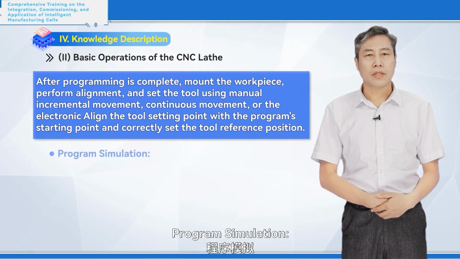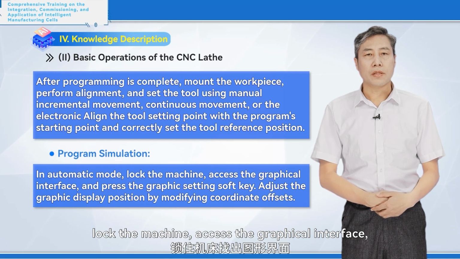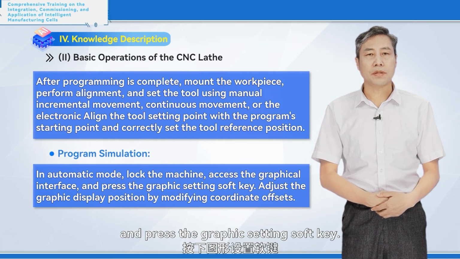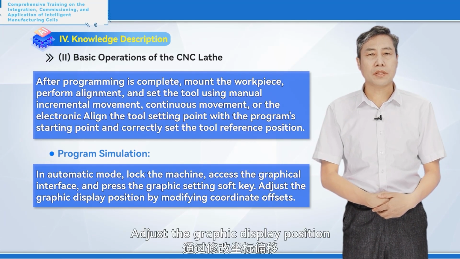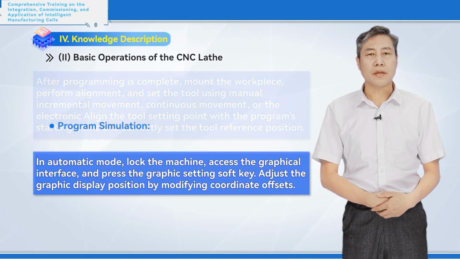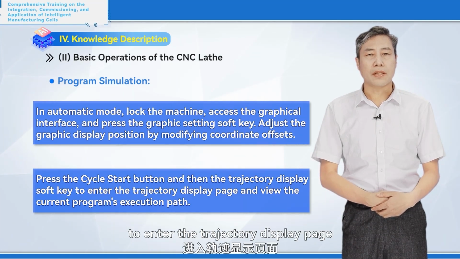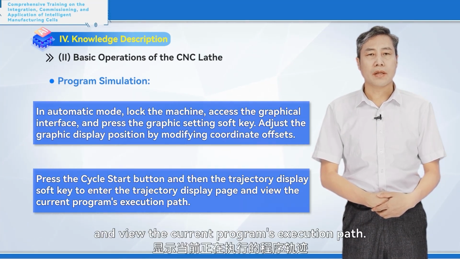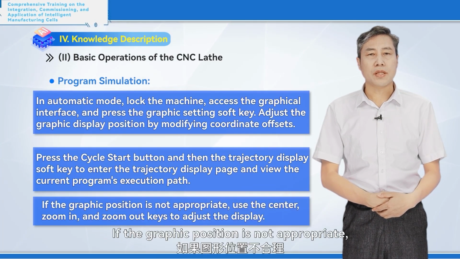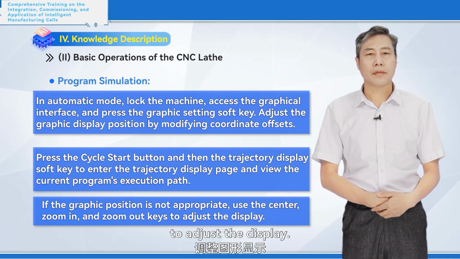position. Program simulation. In automatic mode, lock the machine, access the graphical interface, and press the graphic setting soft key. Adjust the graphic display position by modifying coordinate offsets. Press the cycle start button and then the trajectory display soft key to enter the trajectory display page and view the current program's execution path. If the graphic position is not appropriate, use the center, zoom in, and zoom out keys to adjust the display.